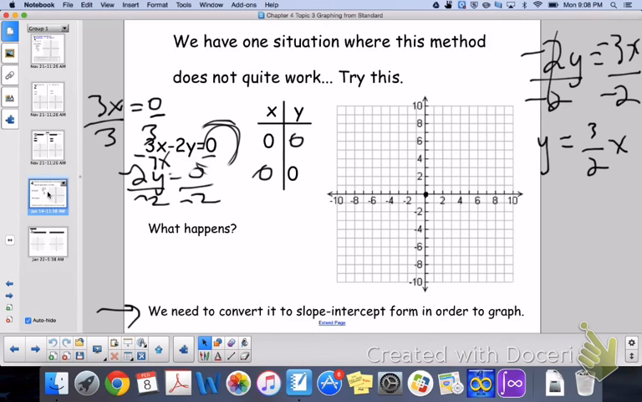That's in slope-intercept form. The y-intercept is 0. Your slope is 3/2. So we start at 0, 0, and then it's up 3 over 2. Up 3 over 2 again, and you have your not so straight line. There you go. And that's it for this section.